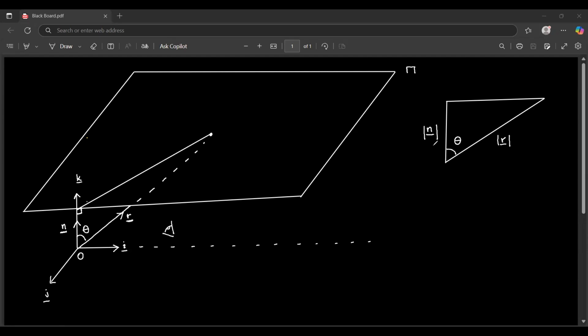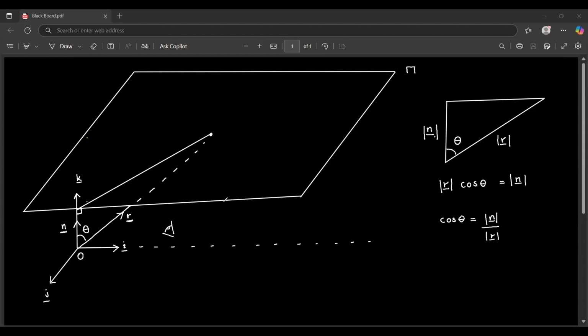By using this, I can say the absolute value of r times cos theta is equal to modulus of n. How can I come up with this? Cos theta is equal to adjacent side over hypotenuse, so that will be modulus of n over modulus of r. So we can say modulus of r cos theta is equal to modulus of n.